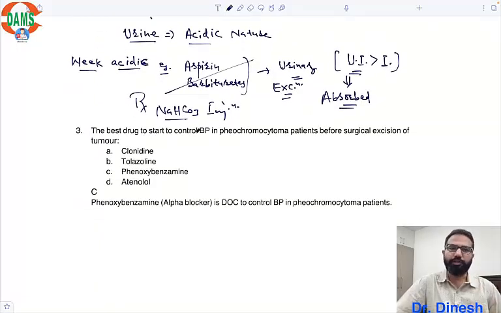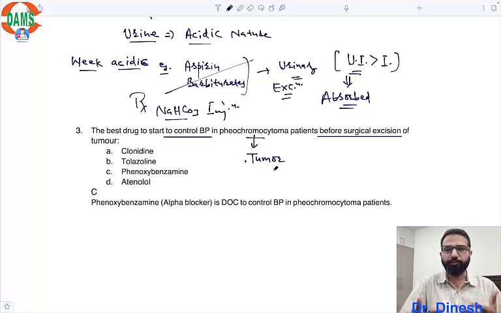Then comes question number 3. The best drug to start to control BP in pheochromocytoma patients before surgical excision of the tumor. See, pheochromocytoma is a tumor of the suprarenal mass, a tumor of the adrenal gland, suprarenal, above the kidney. Basically, catecholamines are there. So catecholamines are secreted in the plasma and the BP will be high. Now, what is our aim? To control the BP and then go for the surgical excision.